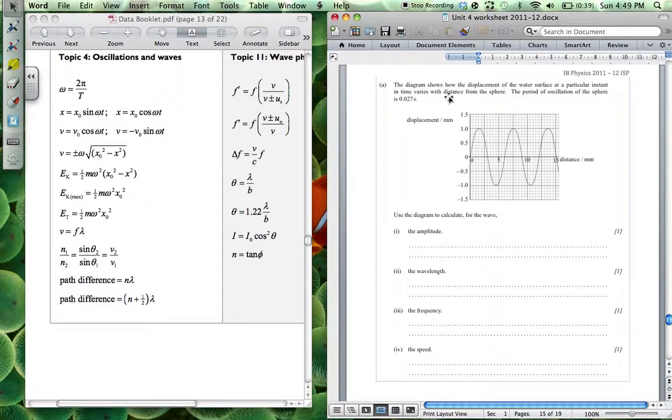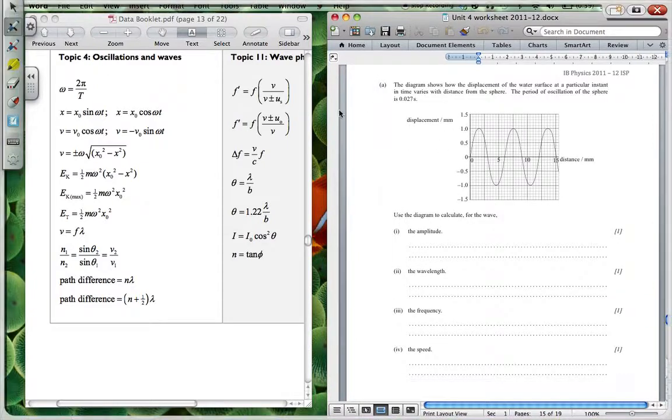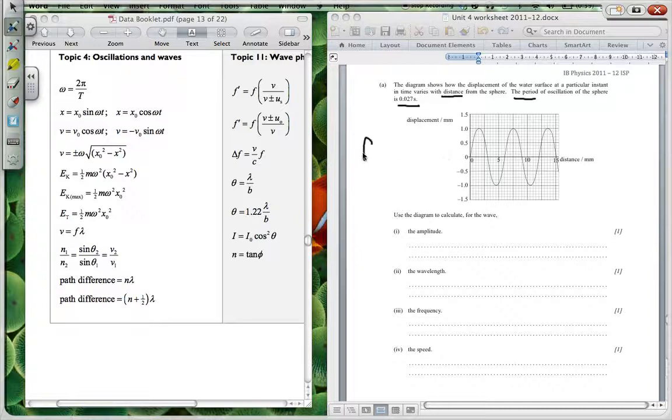So the diagram shows how the displacement of the water surface at a particular instant in time varies with distance. Now this is interesting, it's distance, not time. The period of oscillation is 0.027 seconds. Remember that frequency is equal to 1 over T, so our frequency would equal 1 over 0.027. I'm sure we're going to use that at some stage. You'll probably also have to use this formula over here.